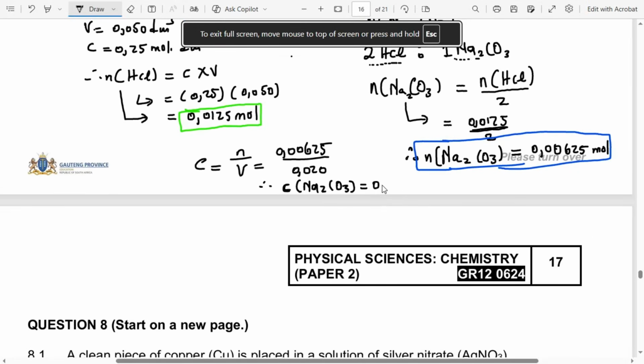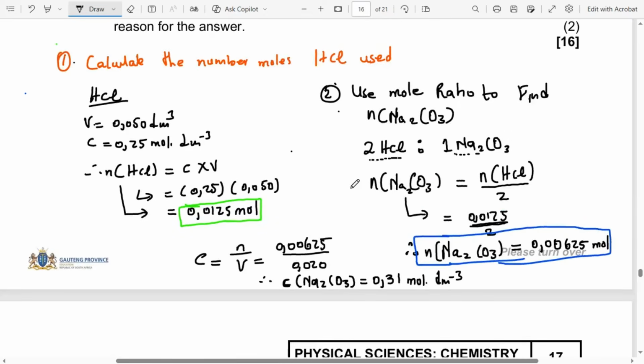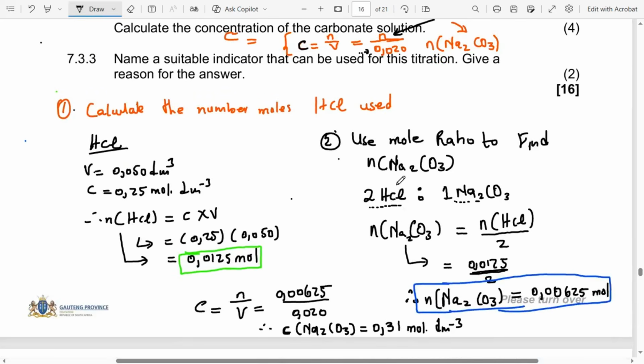So this is 0.31 mole per decimeter cube. Remember, mole per decimeter cube is your SI unit. Please make sure that you included that on your calculator. And that's it for this question. That's how easy it is for you to collect the marks.